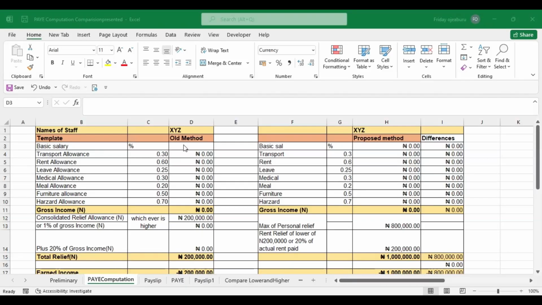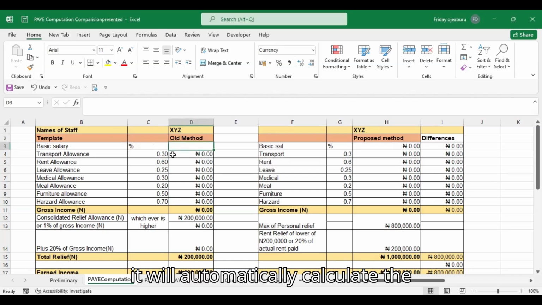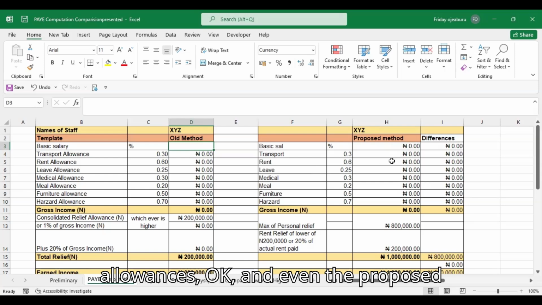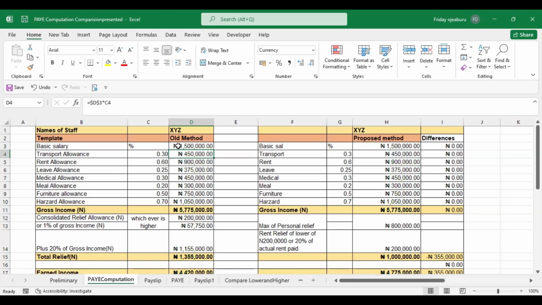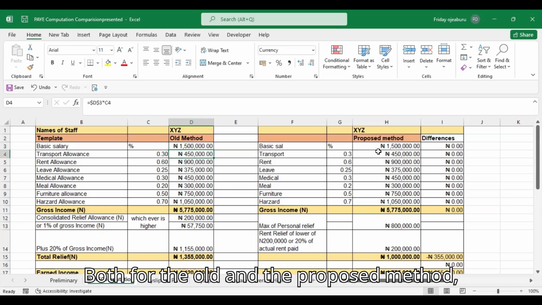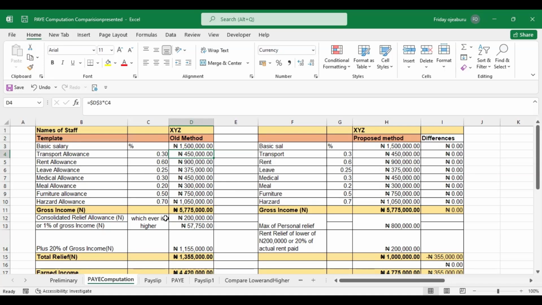To show you how to calculate PAYE, pay as you earn, on a salary payslip. I'm trying to model the computation in such a way that if I key in anything on the basic salary, it will automatically calculate the allowances, and even the proposed method. So if I key in 1.5 on the basic salary, you can see the calculations, all the allowances calculated for both the old and the proposed method. And the gross income is the same for both.